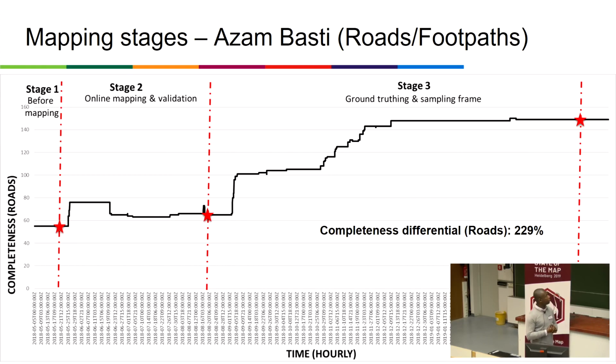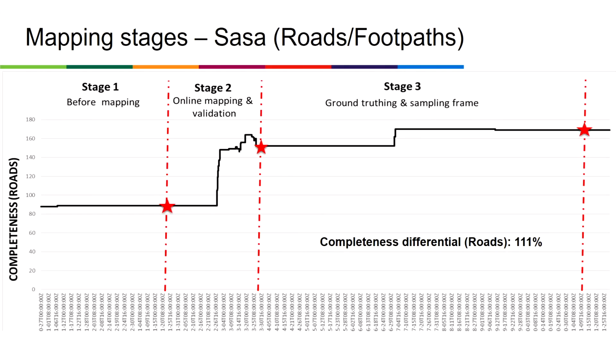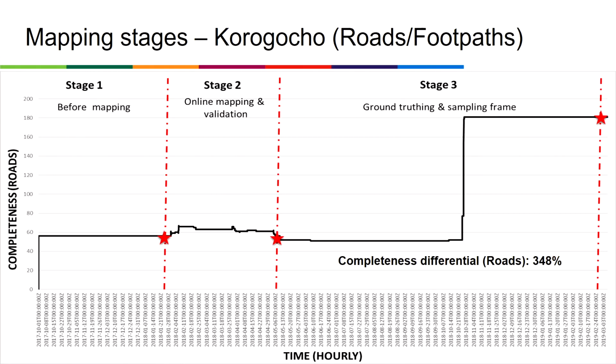In the case of the roads, the pattern is slightly different. The estimates at stage 3 are always higher, not less, higher than stage 2. This is the same for Shasha. Even though the difference is very small, it's still higher. And the same applies to Korogocho.